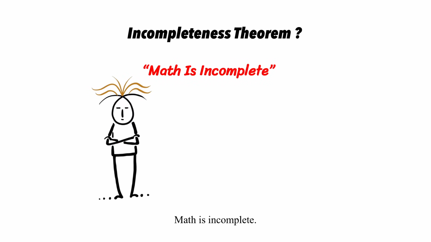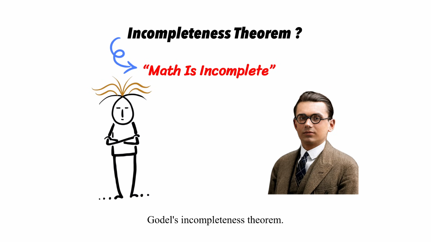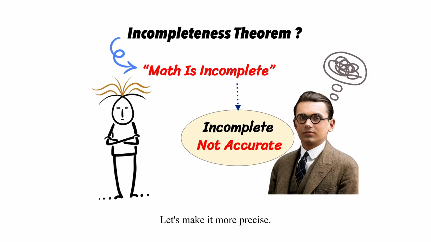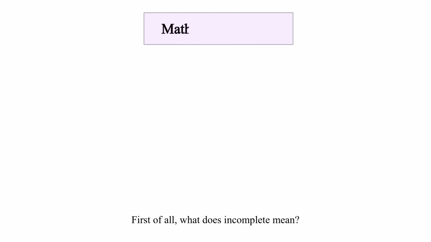Math is incomplete. That's probably the simplest description of Gödel's incompleteness theorem. But it's incomplete. It's not accurate. Let's make it more precise. First of all, what does incomplete mean?